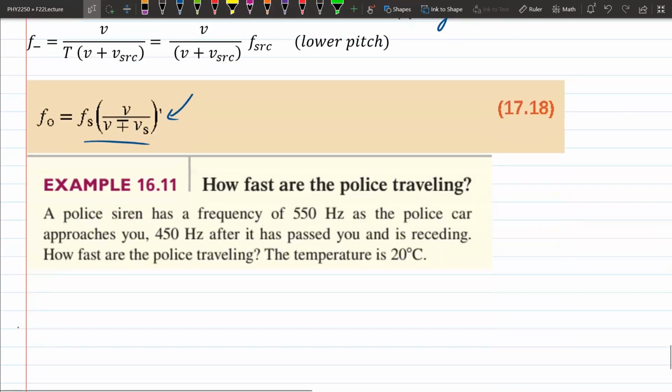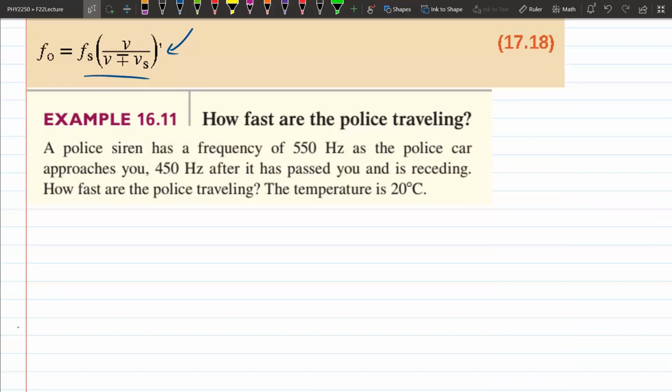Okay. So in this little example, what we can do is actually figure out how fast a police car is traveling by just listening to the sound. And you do the same thing in the worksheet today, okay? So we have a police siren that's emanating at a frequency of 550 hertz. That's actually the frequency of the source, okay? Let's write that down as 550 hertz. Sorry, frequency of something, let's not write the source yet.